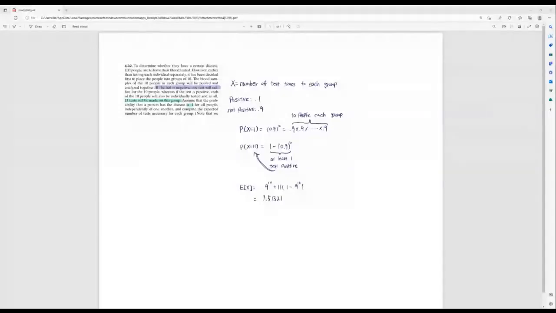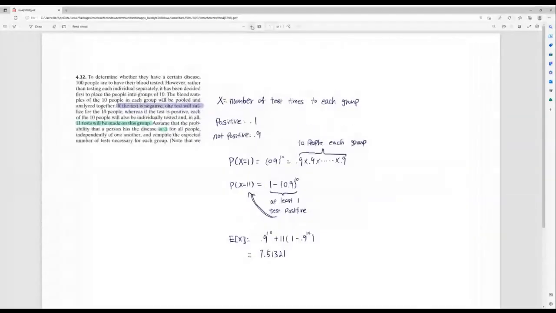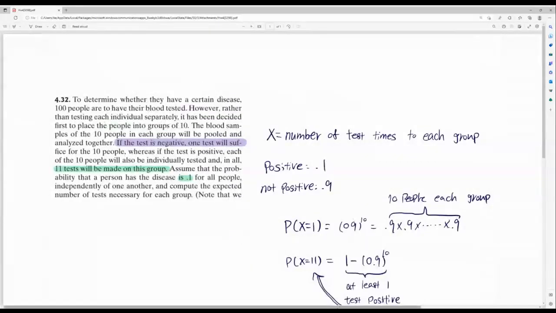Oh, can you see my screen? Yes. Okay, this is question 32 for chapter 4. To determine whether they have a certain disease, 100 people are to have their blood tested. However, rather than testing each individual separately, it has been decided first to place the people into groups of 10. The blood sample of the 10 people in each group would be put and analyzed together.